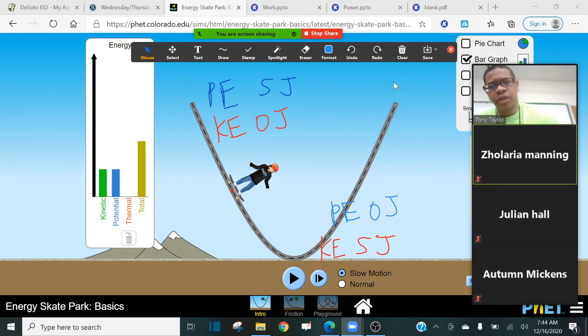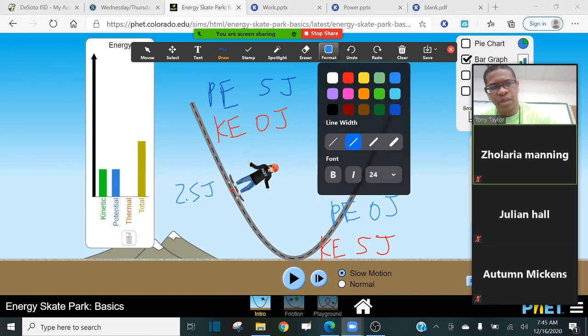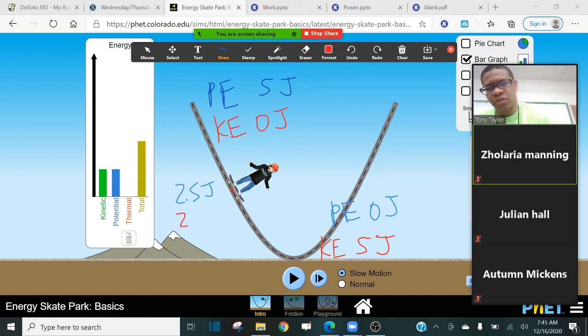If his potential energy, hold on guys, let me write on this. If his potential energy is 2.5 joules at this point, that means his kinetic energy would be 2.5 joules at that point. So at this point right here, the energies are half and half. Basically, for the test, you guys know that the halfway point is the only point where the system's potential energy is equal to the system's kinetic energy.